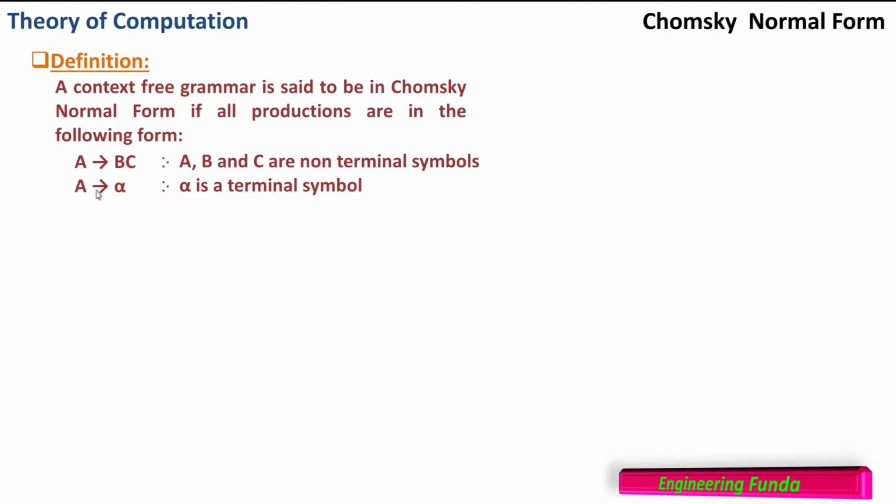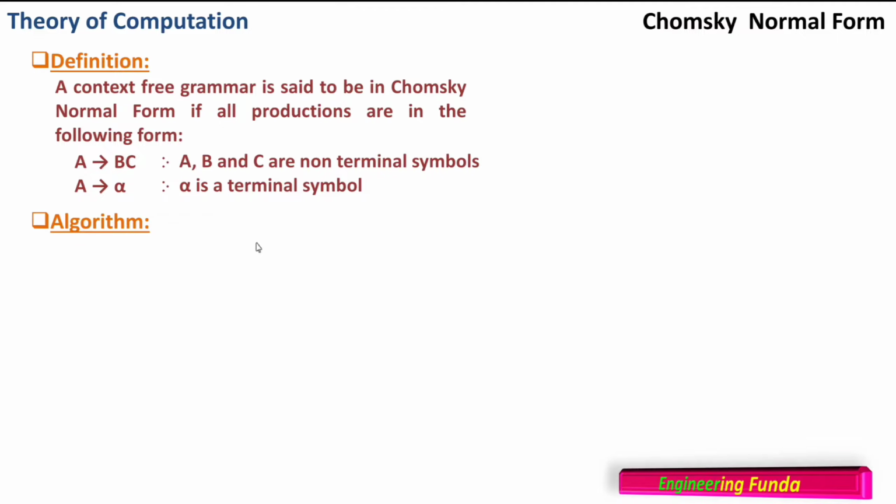That means the production is of the form where you have a single non-terminal on the left hand side and a single terminal symbol on the right hand side. So if your entire context-free grammar has all the productions in this particular form, then we can say that it is in Chomsky normal form.